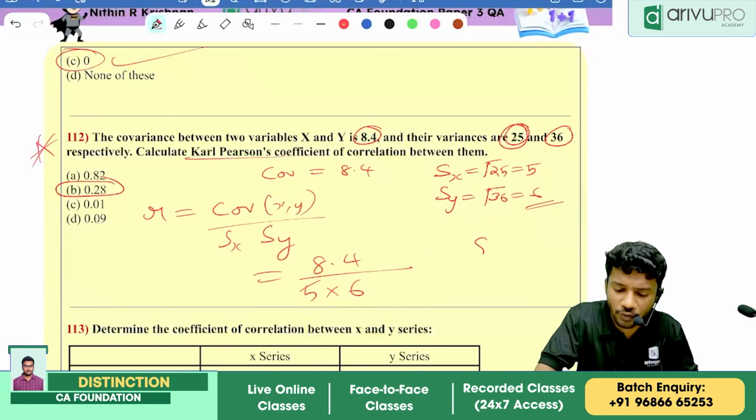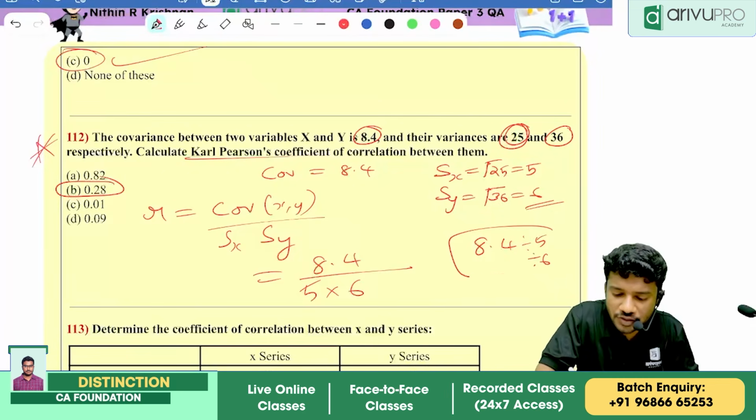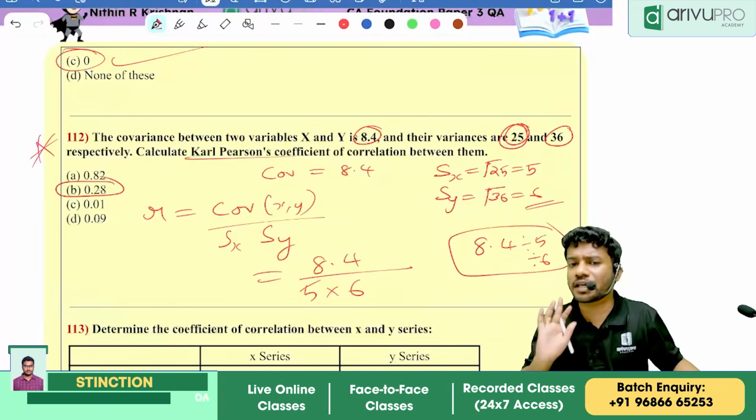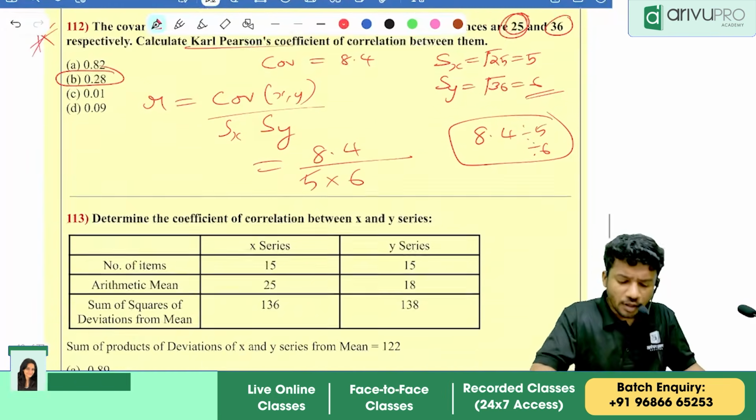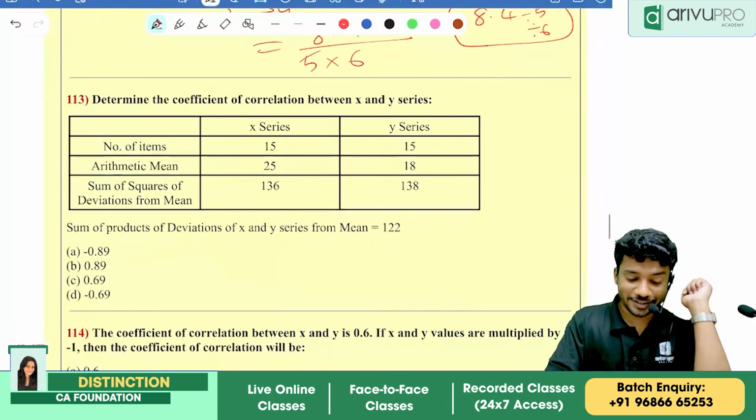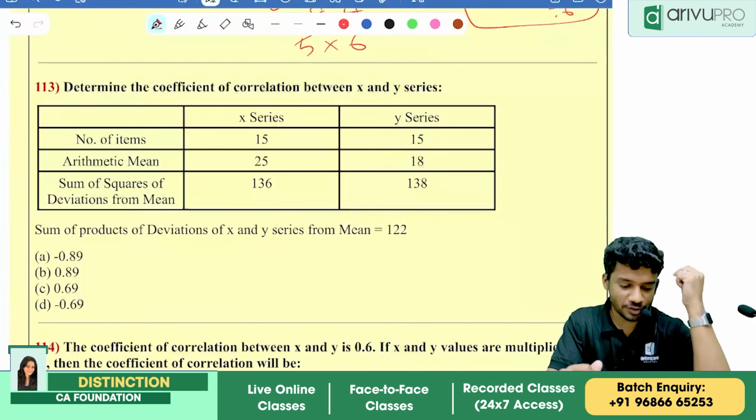In the calculator, how will you do it? 8.4 divided by 5 divided by 6. That way you will do it. Then click equal to, and you will get the answer. If you click equal to an extra time, you will get a wrong answer. Okay, fine. Look at this question.